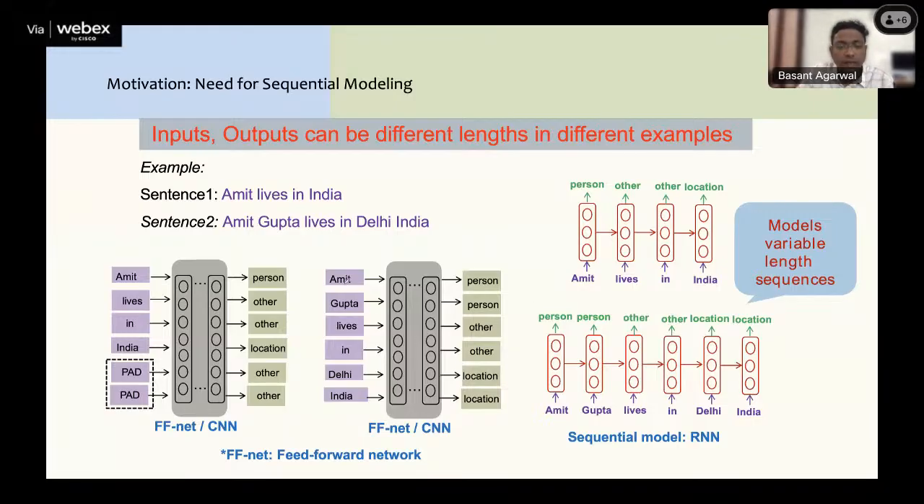So this is another example where we are trying to predict the part of speech. This is the part of speech problem, in which, given the sentence, we want to predict the part of speech of each word.